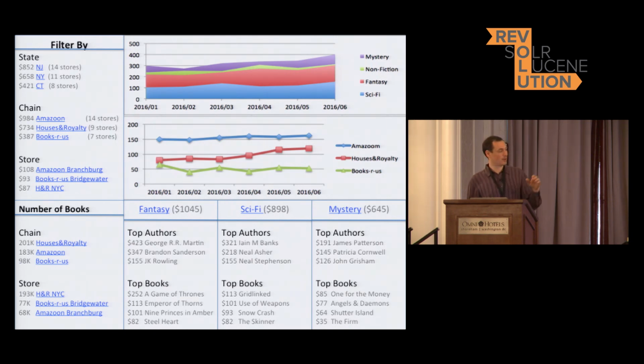And then if we go down to the bottom, you can see we have the top genres across all books and all chains with the revenue for each. Then under each genre, we have the top authors for that genre, again sorted by revenue, and then the top books. On the left-hand side, we just have more filters, where people could click on links to narrow down and change the view.